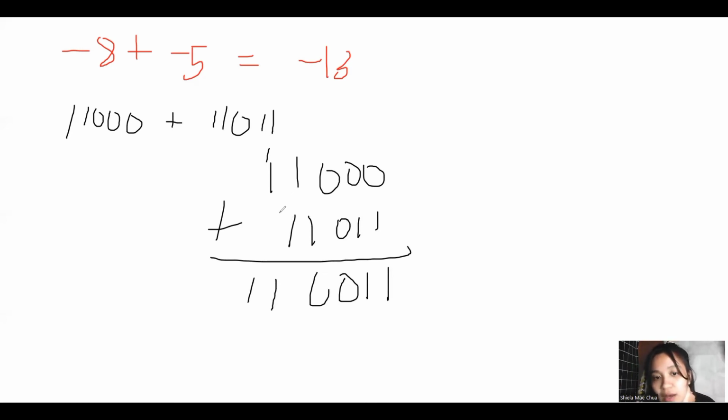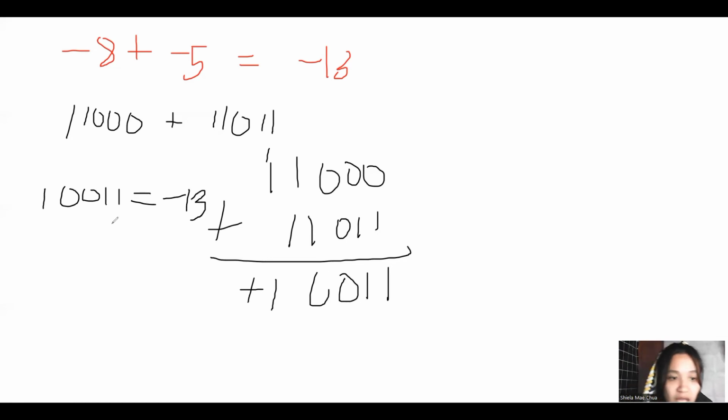So in this case, we have 5-bit binary, and it's also 5-bit binary. So we just need a 5-bit binary for our final answer. So we will cancel this one here. So it will become 1, 0, 0, 1, 1. Is 1, 0, 0, 1, 1 equal to negative 13?